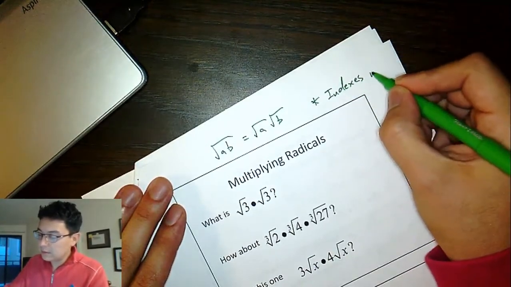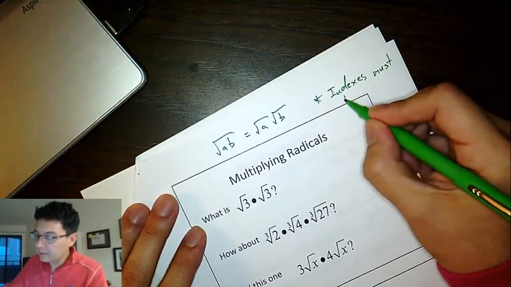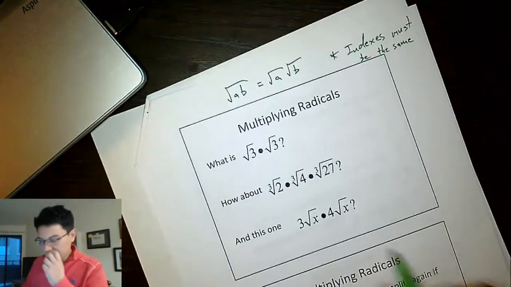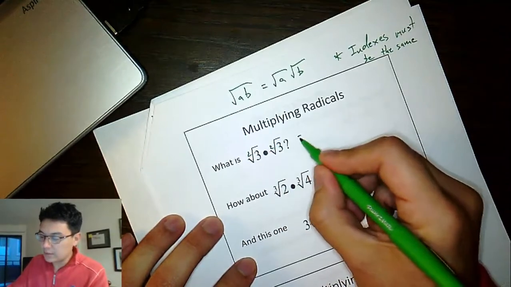Indexes, it's actually indices, I'm sorry. Indices must be the same. Here, the indices are the same. We have an imaginary 2 here and an imaginary 2 here, so everything's good.